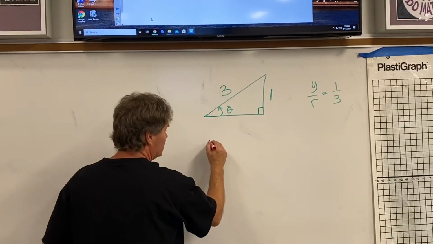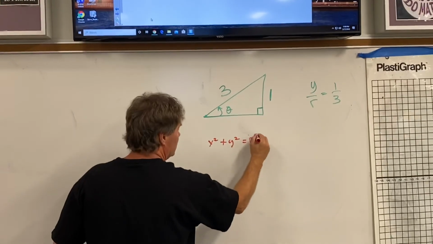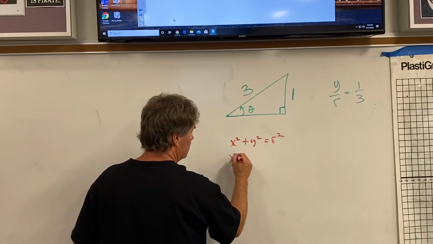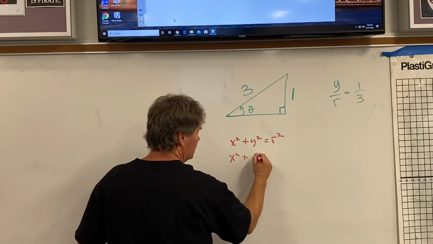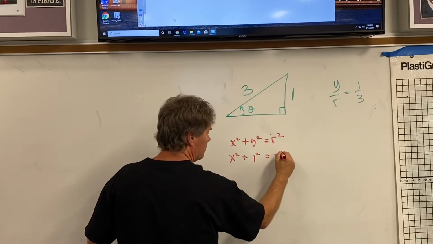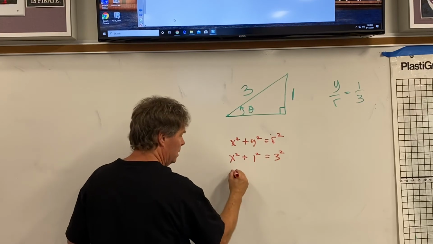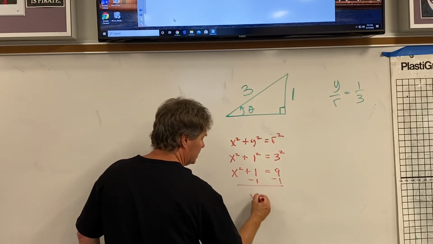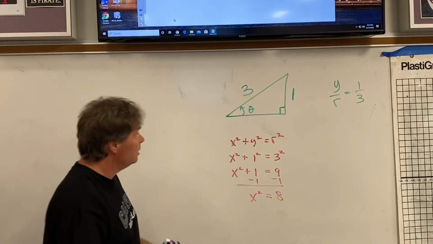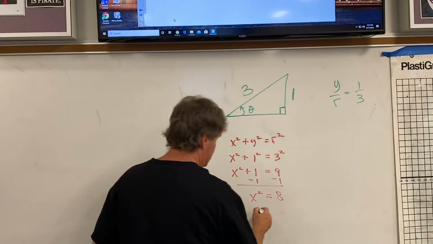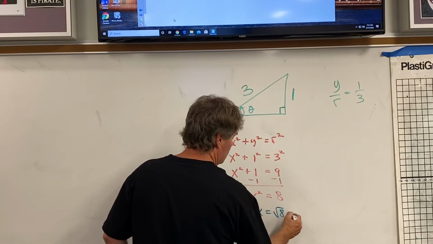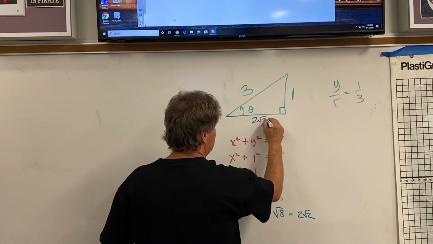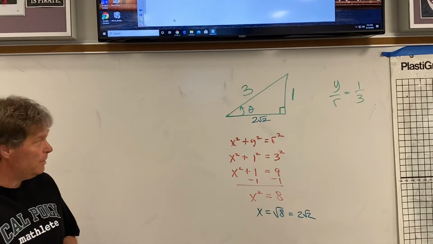So I can use X squared plus Y squared is R squared, which is going to give me X squared, that's what we don't know, plus Y squared, which is 1 squared, equals R squared, 3 squared. The hypotenuse always goes on the other side. X squared plus 1 is 9, minus 1 from both sides. X squared is 8. So X must be square root 8, which is 2 root 2 actually. So X is 2 root 2.